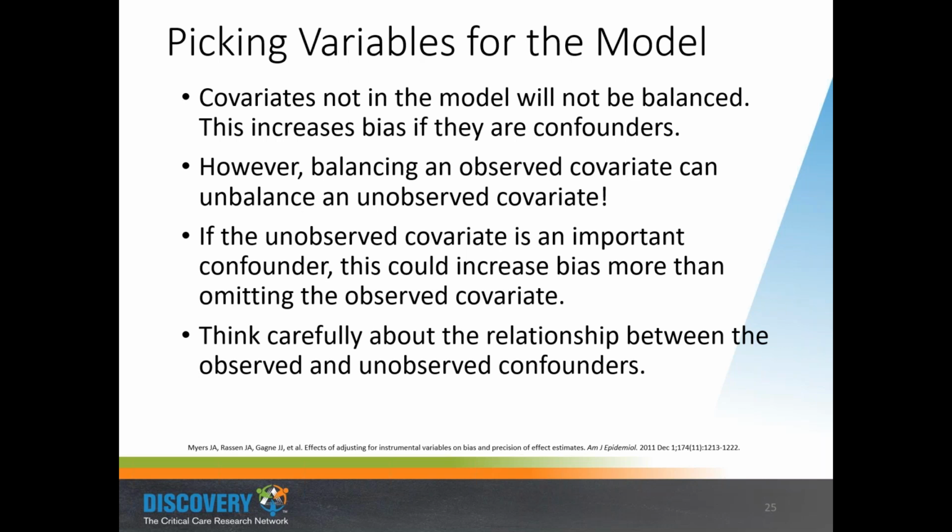However, interestingly, sometimes if you balance an observed covariate, you can unbalance an unobserved covariate. So you can imagine there's a variable that you're observing that is important for the treatment assignment. It does affect what treatment you get, but it doesn't really affect the outcome at all, so it's not actually important to adjust for. But there's another variable that is negatively correlated with that variable, which does affect the outcome and affects the treatment assignment, but you don't observe it. Then if you try to balance the observed covariate, you can unbalance the unobserved covariate and actually increase your bias, which is kind of concerning.